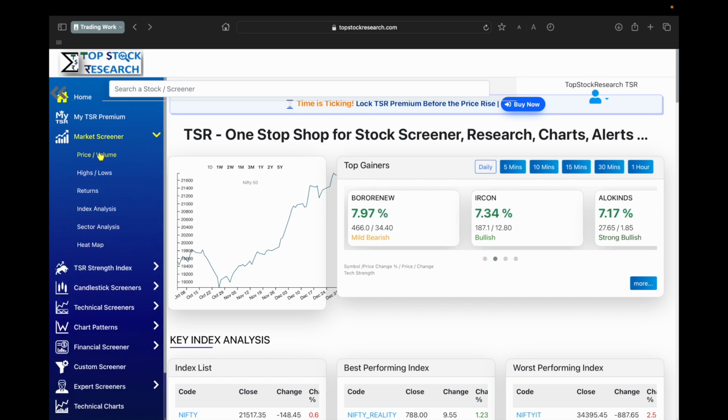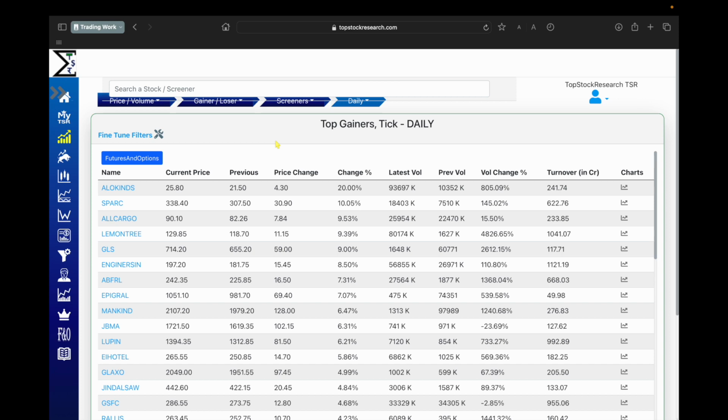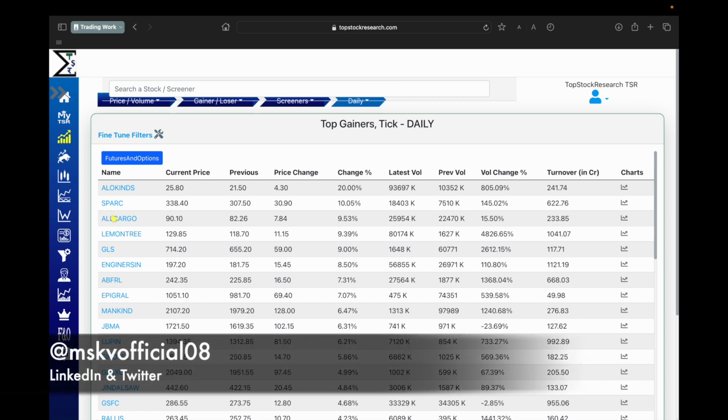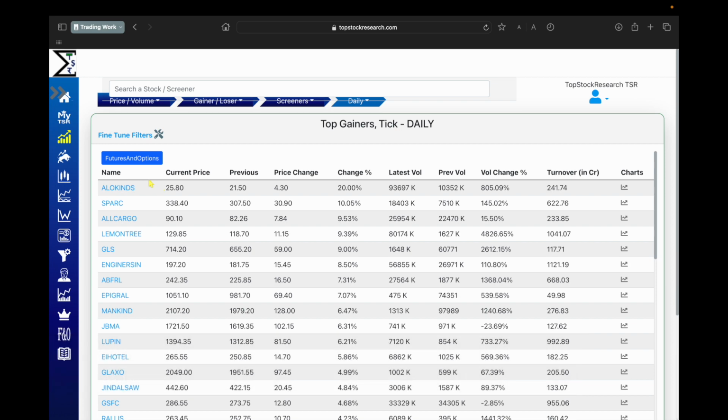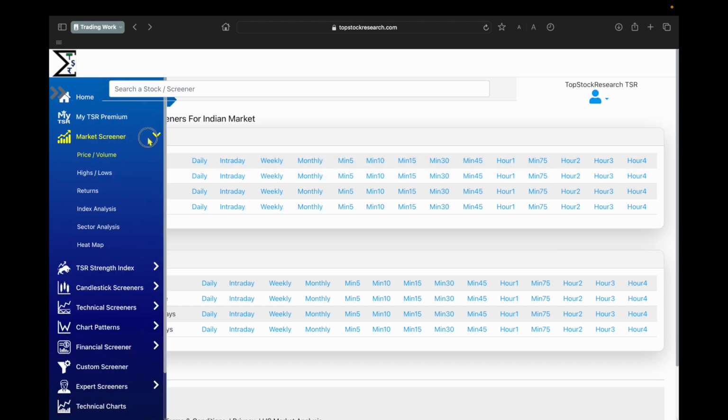For example, I'm going to select price or volume. Here you can see the top gainers; the daily top gainers are SPRC, Alcargo, GLS, and these are the top gainers of the day. And this is the easiest thing. Let me show something more interesting.